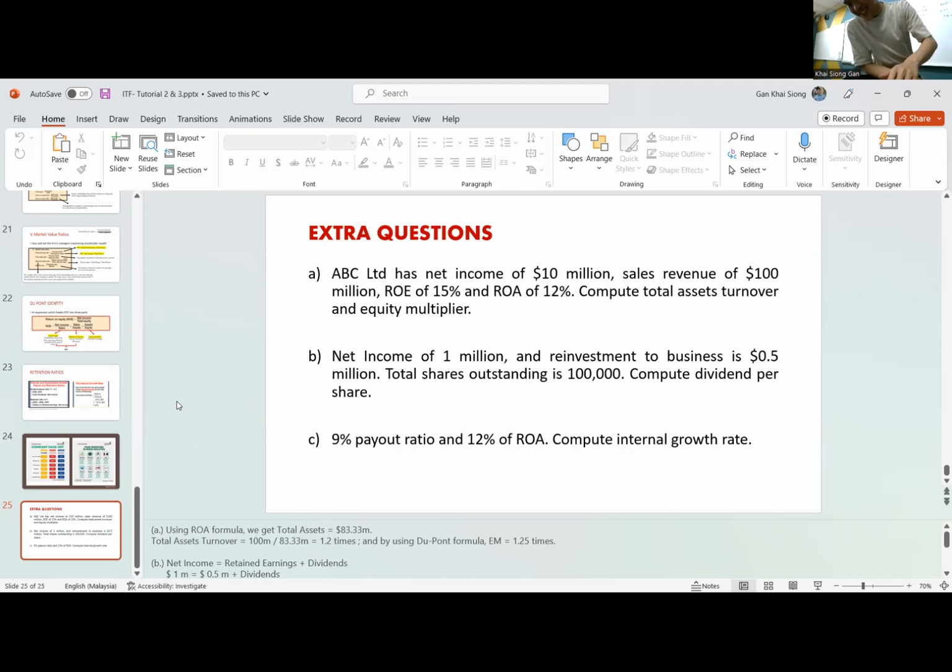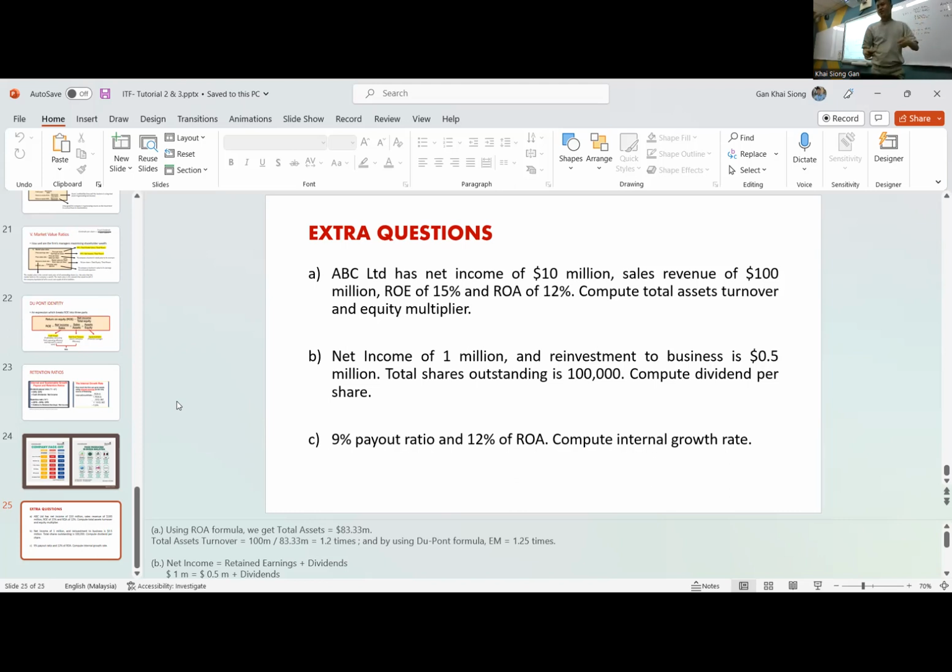For the next. Okay, next one is our equity multiplier. So we can use ROE equals ROA times equity multiplier. So ROE is 15%. ROA is 12%. Okay, and we can calculate equity multiplier here. Okay, this one here total asset is 83.33, right? Yes. Okay, and then put it back here.